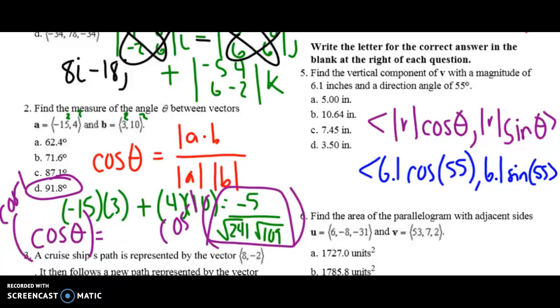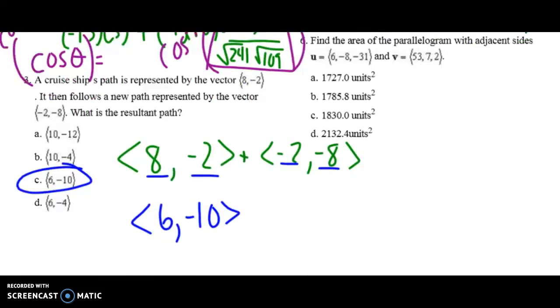Okay, so I put those into my calculator. I only need to actually find the vertical component. So this would be the horizontal. That's the vertical component, so this is the one we need to find. So you do 6.1 sine of 55 degrees. And I get 4.996, which rounds to 5 inches. So A is the correct answer for that one.